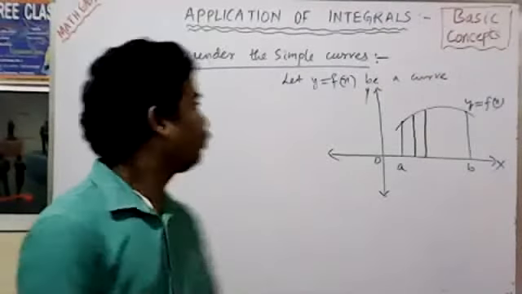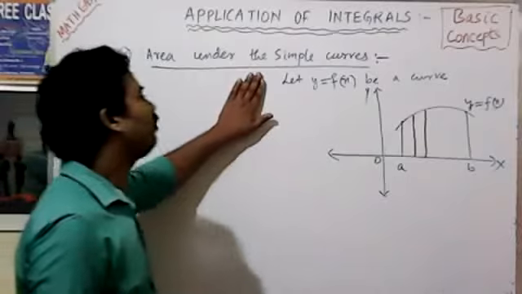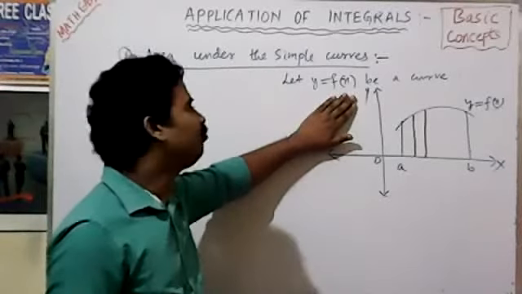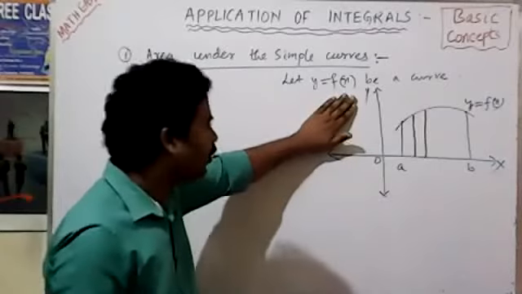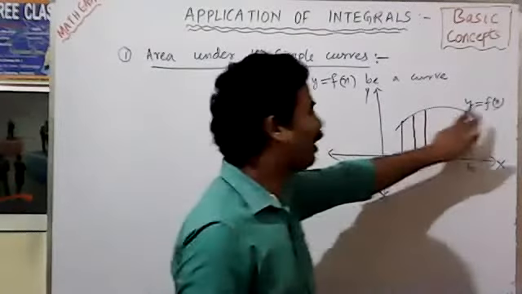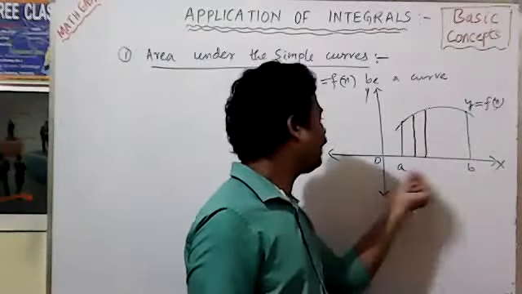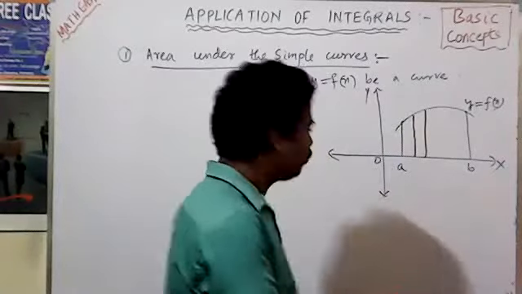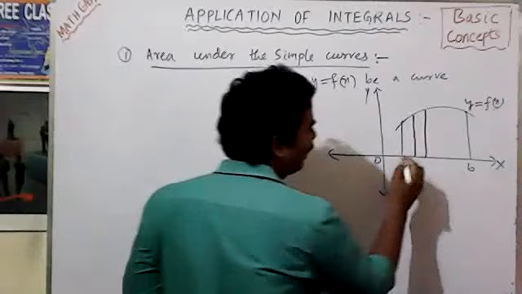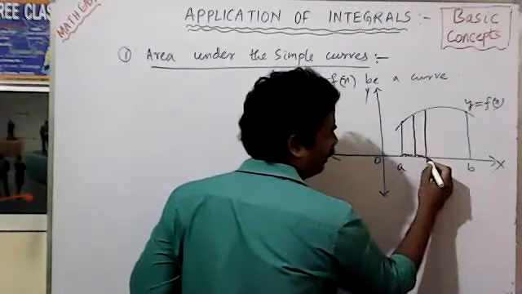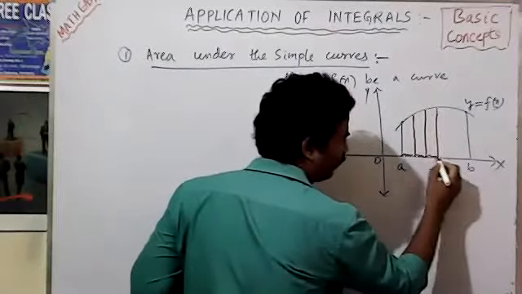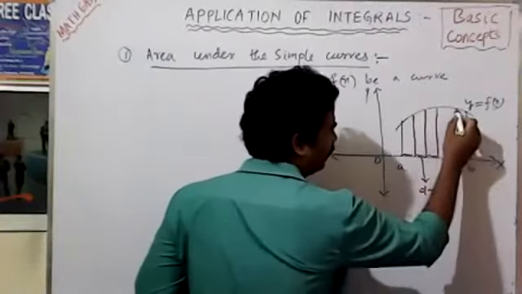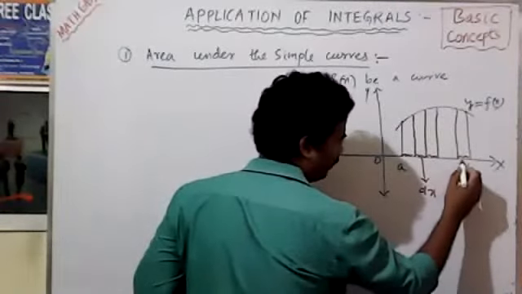First, the first step is to find the area under a simple curve. Let y equal to f(x) be a simple curve. Draw the curve. Here y is equal to f(x). From A to B, you have to find the area. From A to B, you have to generate a small strip. That strip's width is equal to dx. So these are the small strips.